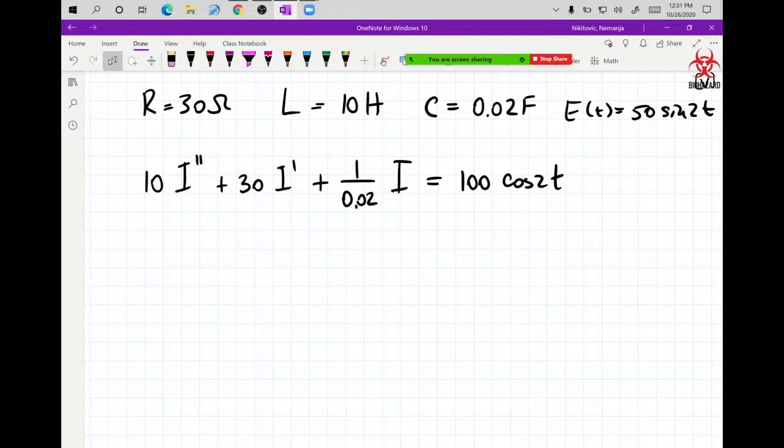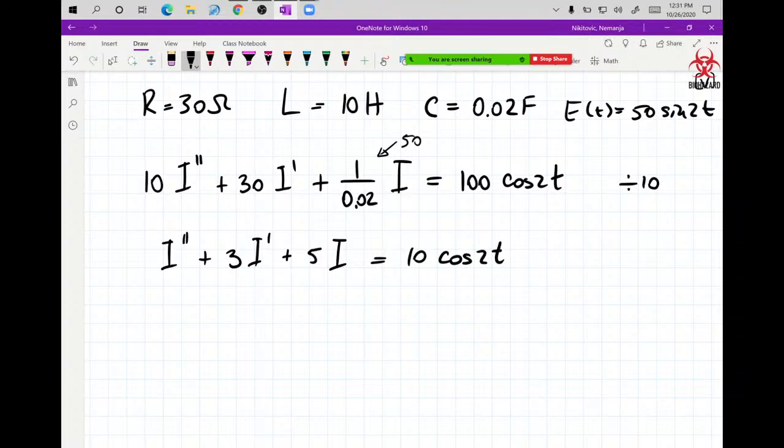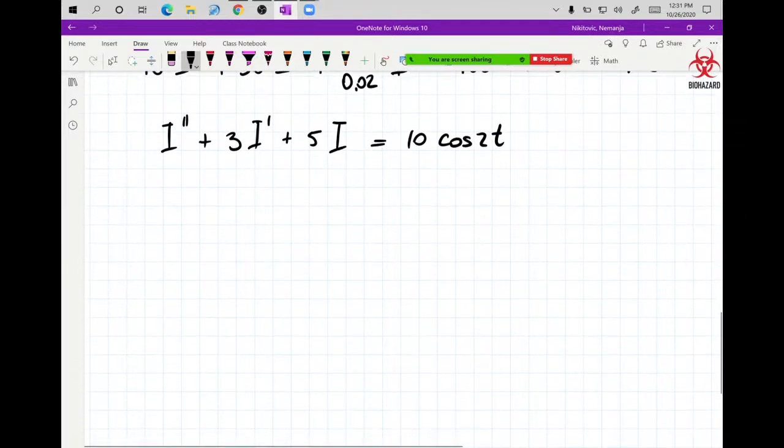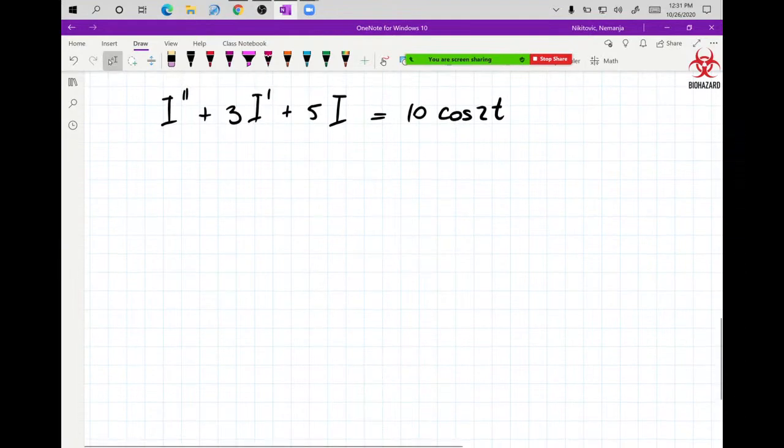1 divided by 0.02 is going to be 50, right? So this number over here is 50. And then we can divide everywhere by 10 and have just I double prime plus 3I prime plus 5I equals 10 cosine 2t. And as you can see, we are down to the basic constant coefficient equation, which we know how to solve using either undetermined coefficients or variation of parameters.